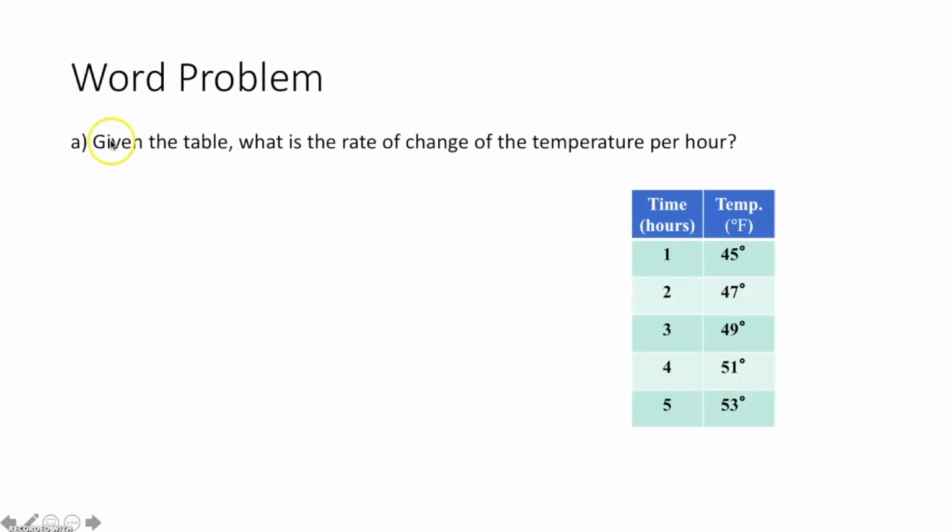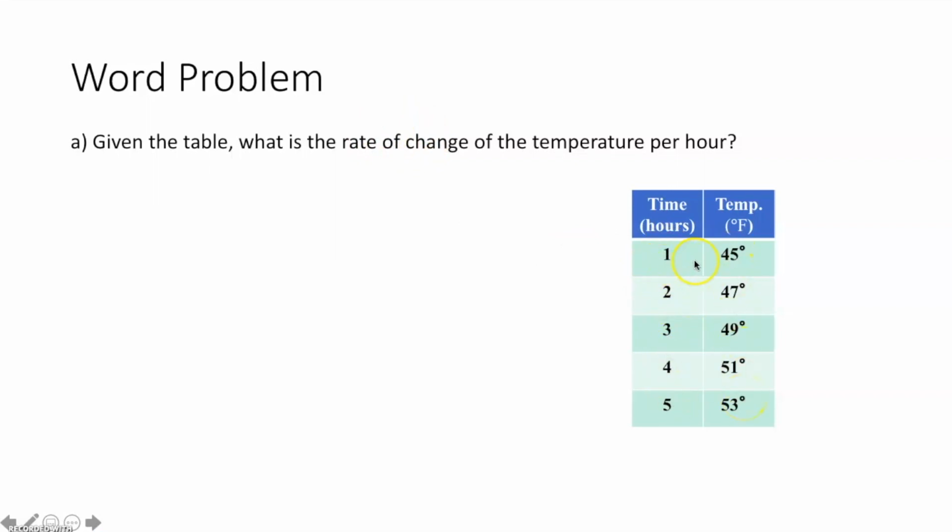Now let's do the word problem. It says, given the table, what is the rate of change of the temperature per hour? So we're given this table, the amount of time in hours and the temperature corresponding with those hours. Now the rate of change, what does that mean? It's just asking for the slope. And here it gives you a table, which is a bunch of x values and a bunch of y values.